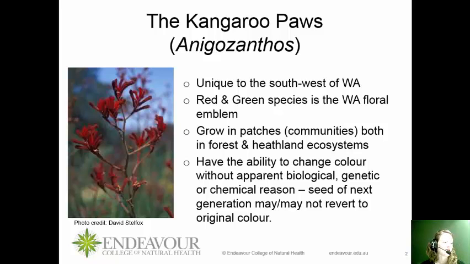They have the ability to change colour with no apparent reason, so soil type, biology, genetics, etc. doesn't really seem to have a specific reason why they change colour, which is interesting when you think about it from a doctrine of signatures point of view. And this ability to change dynamically without any kind of impetus, it's interesting.